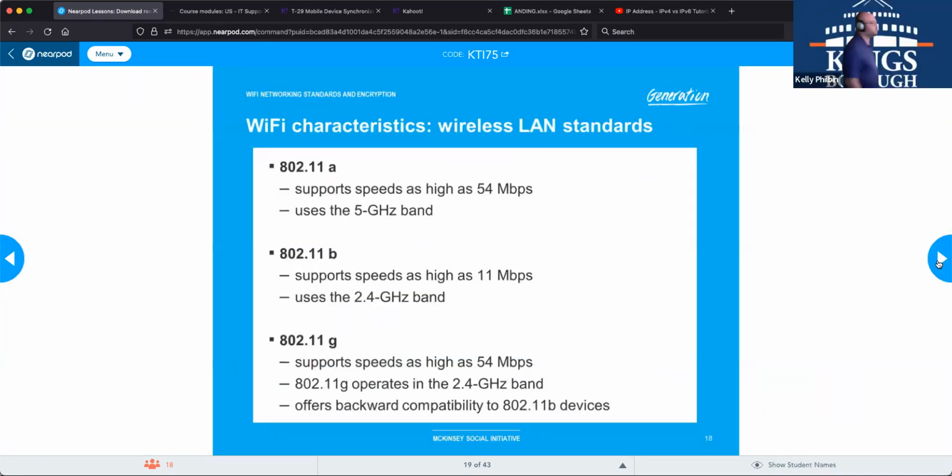All right. So let's talk about 802.11 standards. 802.11a went to speeds as high as 54 megabits per second, and they operated off of the 5 gigahertz bandwidth. So out the gate, 54 megabits per second, 5 gigahertz bandwidth. 802.11b, only 11 megabits per second, but it operated off of the 2.4 gigahertz bandwidth.